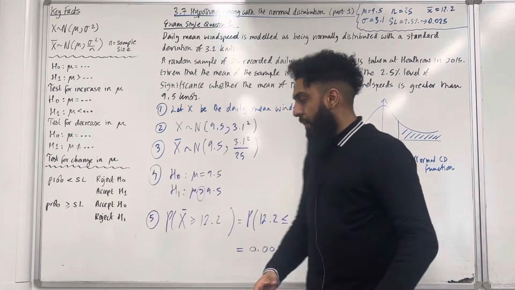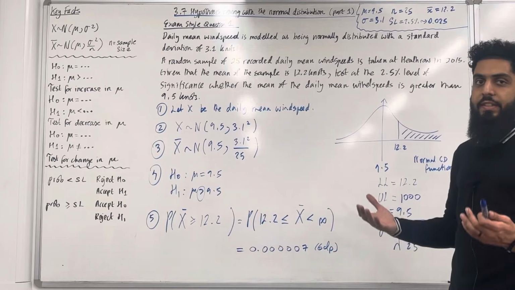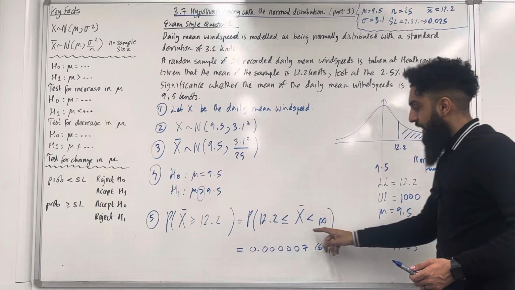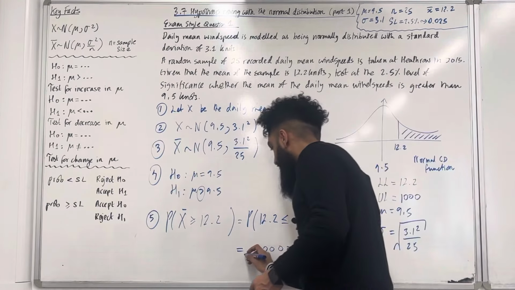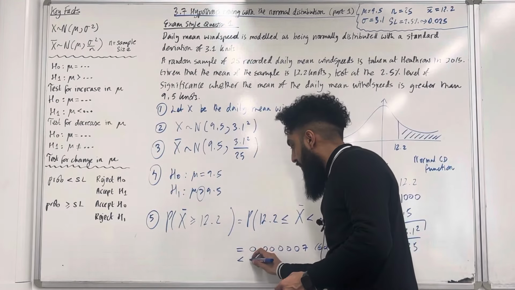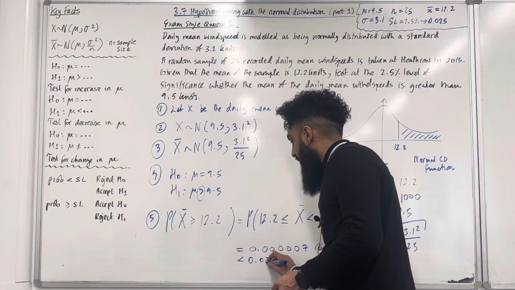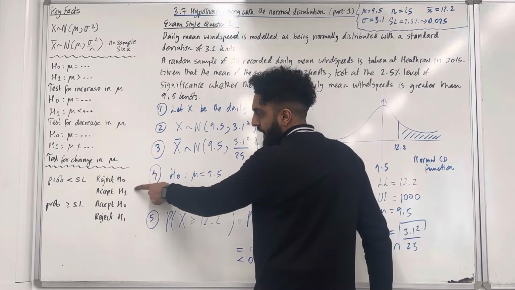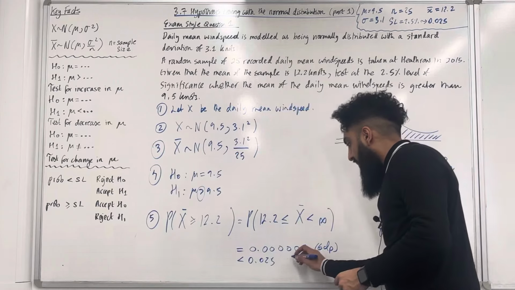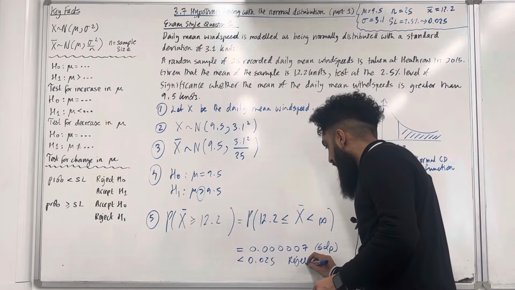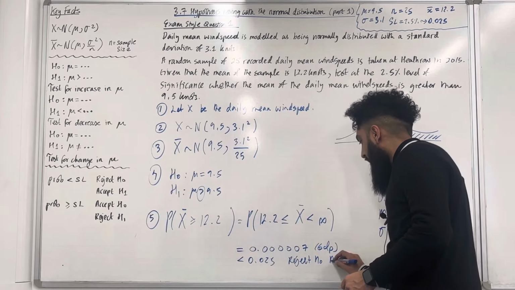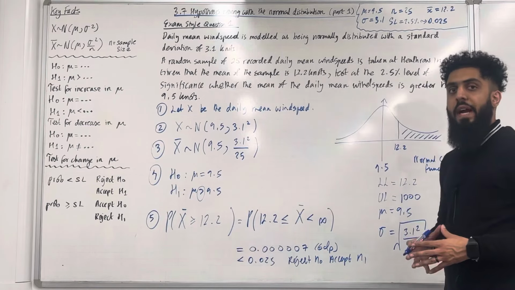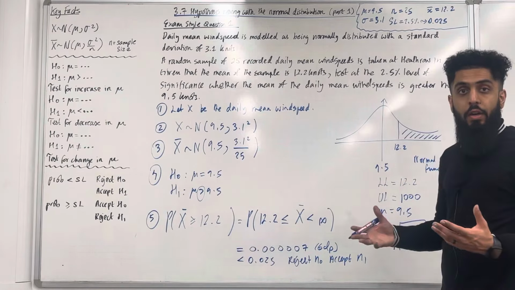Okay, now I need to compare this probability with the significance level. So my significance level is 2.5%. I see that this probability is less than 2.5%, which is 0.025. And for this reason, we have to reject H0 but accept H1. So we reject H0, accept H1. Our final step, step number 6, will be the conclusion.